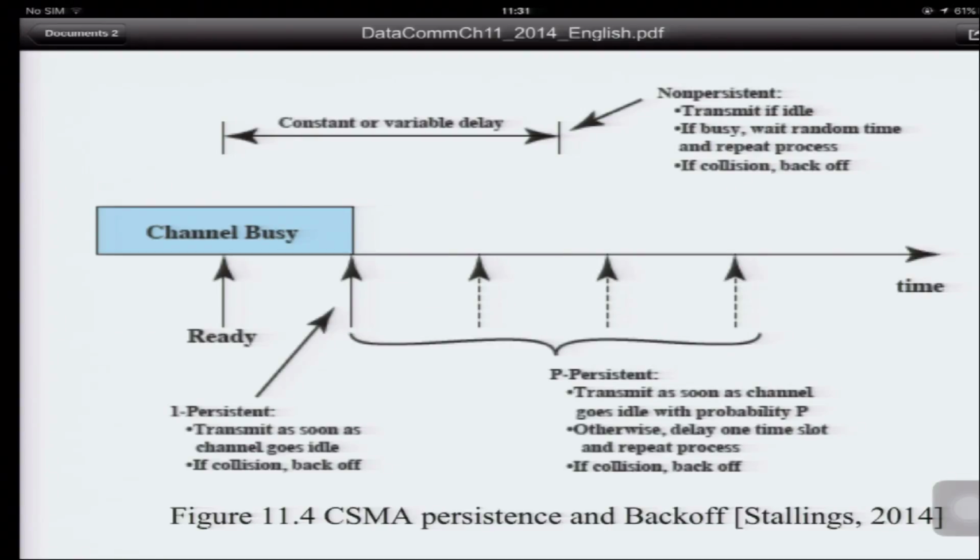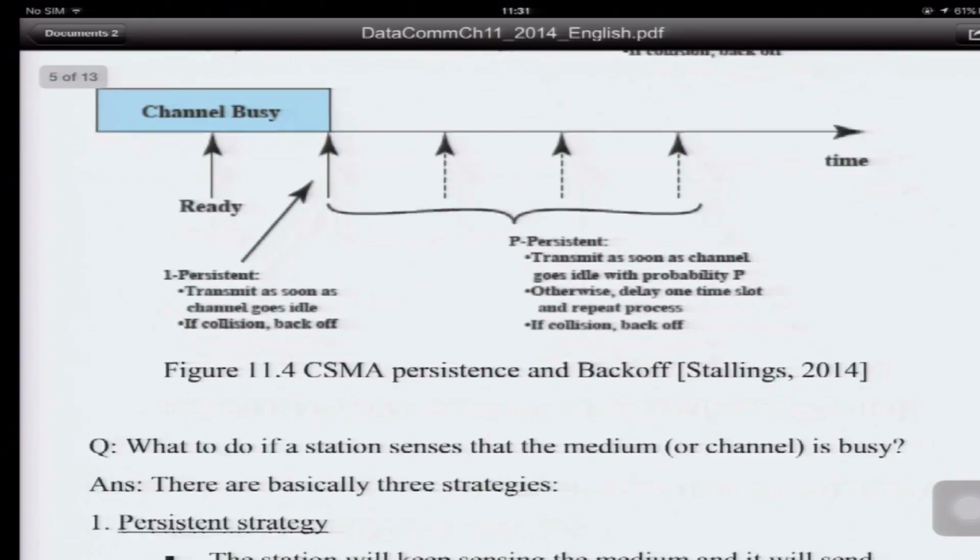So it will reduce the chance of collision if there is more than one station waiting to transmit. If you are not sending, suppose there is a 50% chance you send immediately and a 50% chance you do not. Suppose you do not send, then you wait for another time slot, and then send again with a probability of P. So again, for the next time slot, 50% chance transmitting, 50% chance not transmitting. And if there is a collision, you back off.